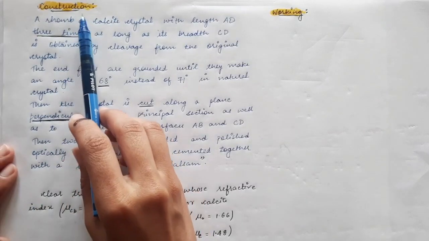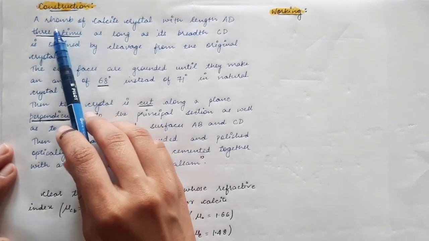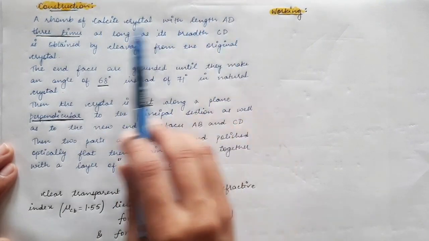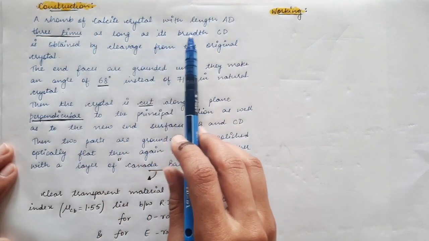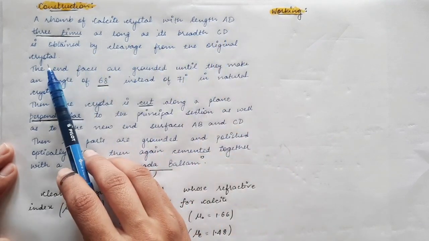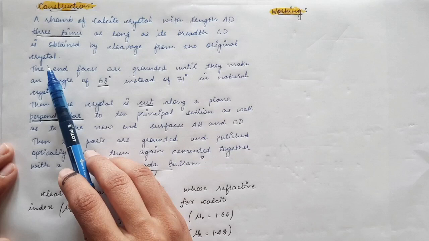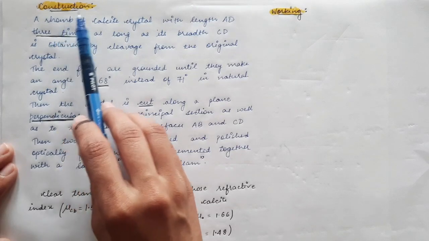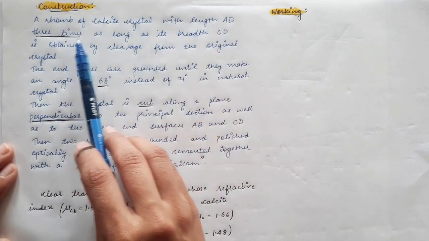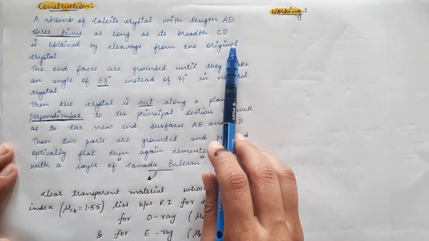So for the construction of the Nicol prism, a rhombohedron shape of the calcite crystal with length AD 3 times as long as its breadth CD is obtained by cleavage from the original crystal. So first of all, we take a calcite crystal and obtain a rhombohedron shape of it such that its length is 3 times as long as its width.